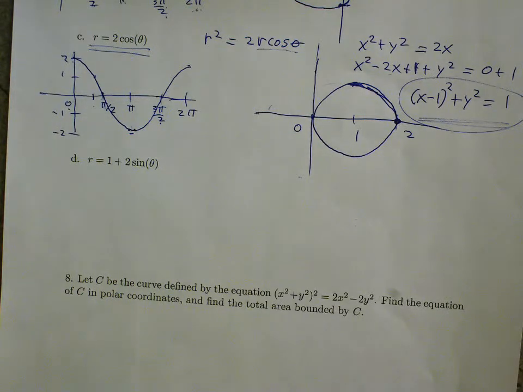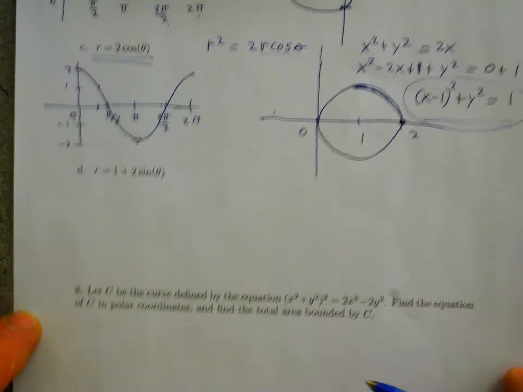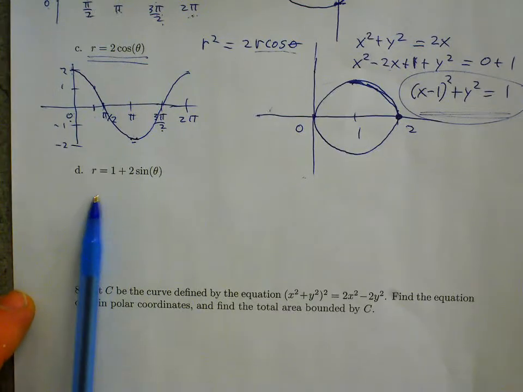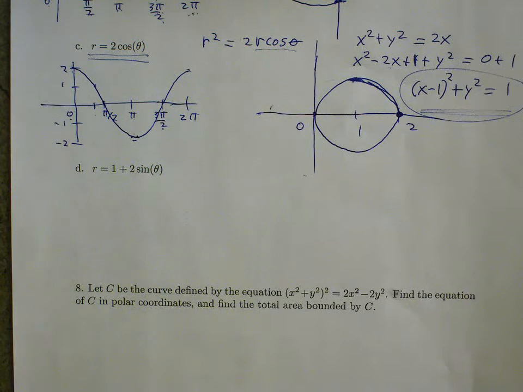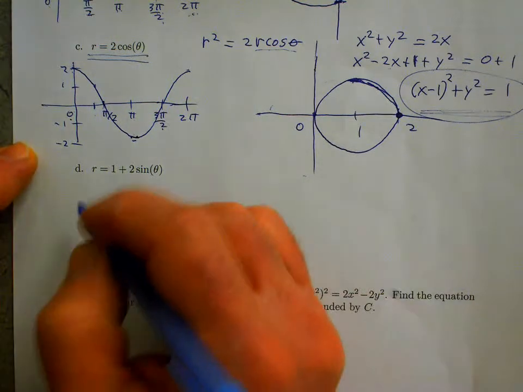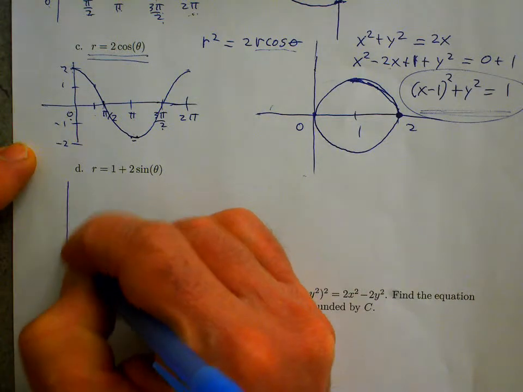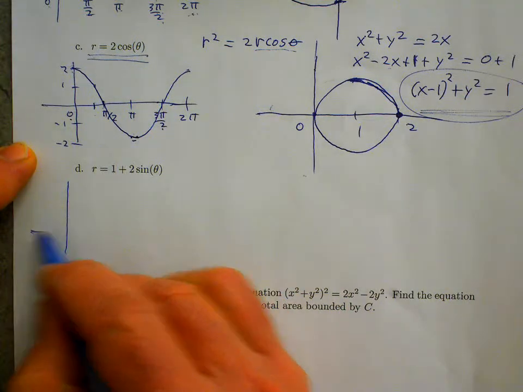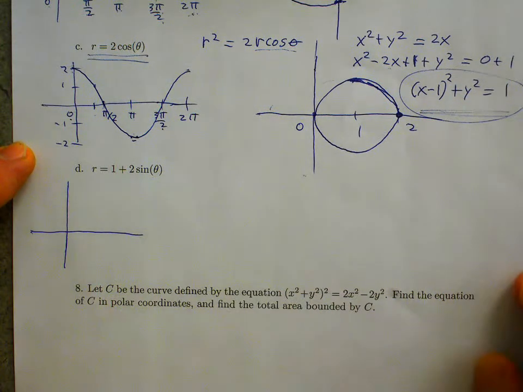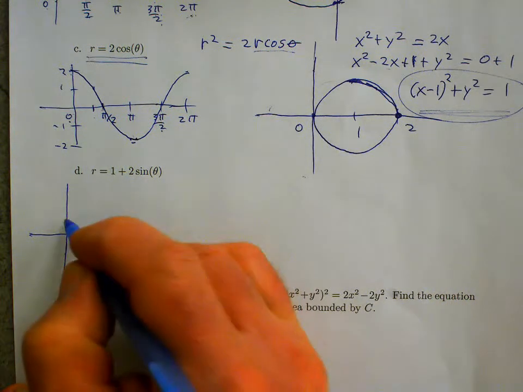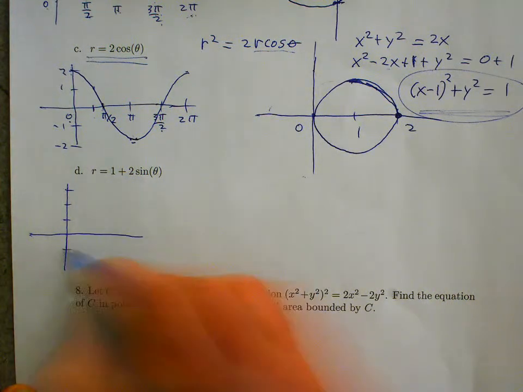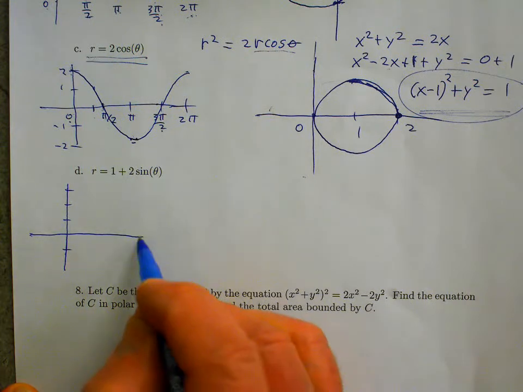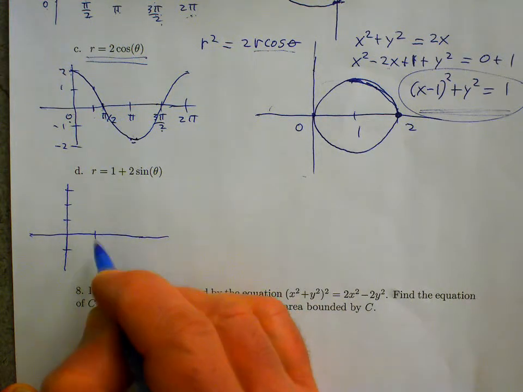Continuing from where we left off yesterday. Let's sketch the polar curve r equals 1 plus 2 times sine of theta. So if we sketch the Cartesian graph first, one period will be between 0 and 2 pi.